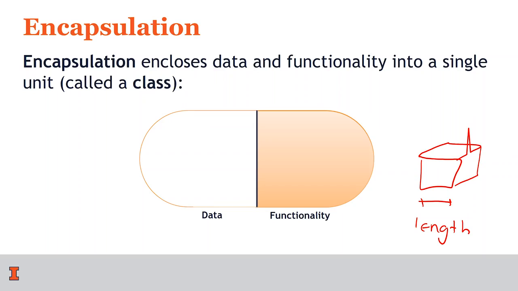So in the data side of the pill, I'm going to go ahead and add the variable length. And I'm going to follow Google's style guide. When we have private member variables of a class, I'm going to add an underscore after that variable name just to let us know it's a private member variable, and we'll talk about that more in detail shortly. Functionality, we're going to have a function called getVolume. And here we've encapsulated both the private member data as well as the getVolume function inside of our capsule. And this is the idea of encapsulation. Our class is going to include both that data and the functionality.